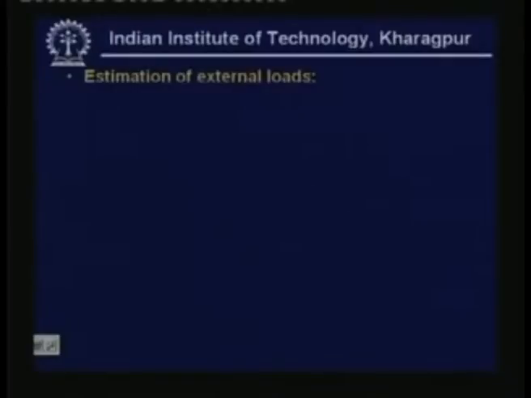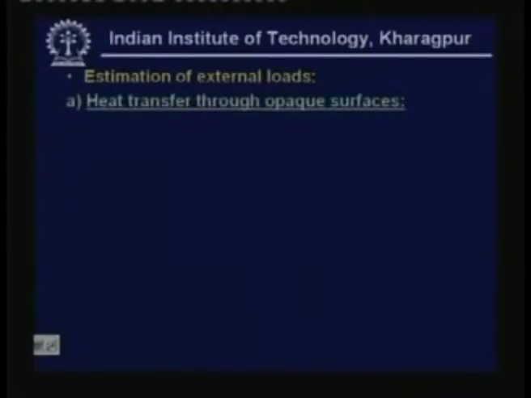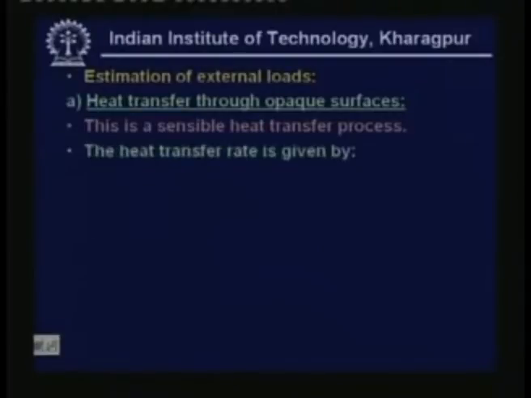Now, let us look at estimation of external loads. First, as I said, we have to consider all the elements. First, we take heat transfer through opaque surfaces. Opaque surfaces means all the walls, roof, floor, doors, etc. So, the heat transfer rate through these opaque surfaces is sensible heat transfer only, you do not have any latent component, and the heat transfer rate is given by Q is equal to U into A into CLTD, where U is the overall heat transfer coefficient of that particular element, A is the area of that particular element, and CLTD is the cooling load temperature difference, as we have seen in the last lecture.